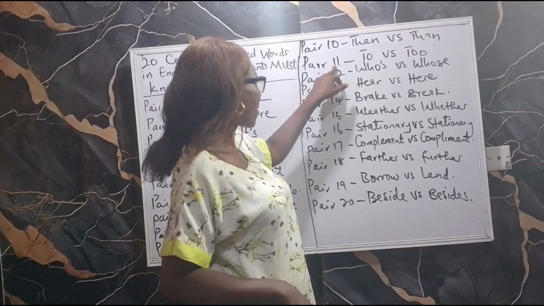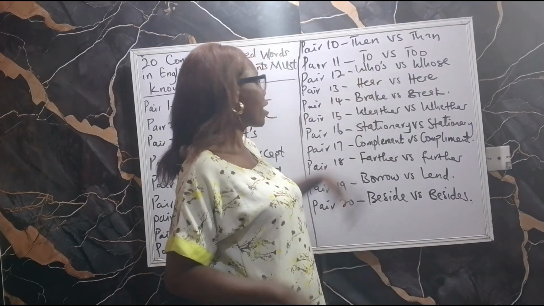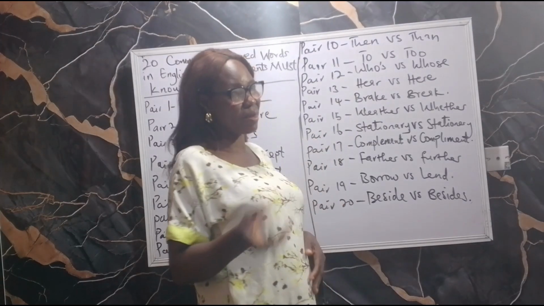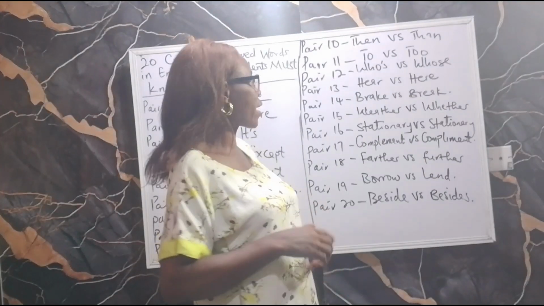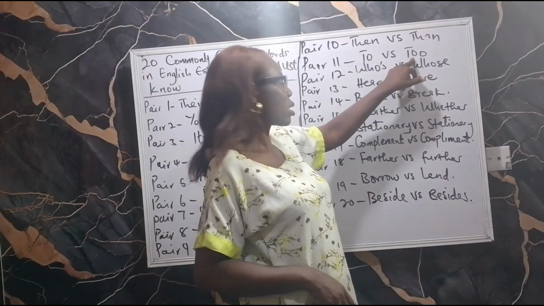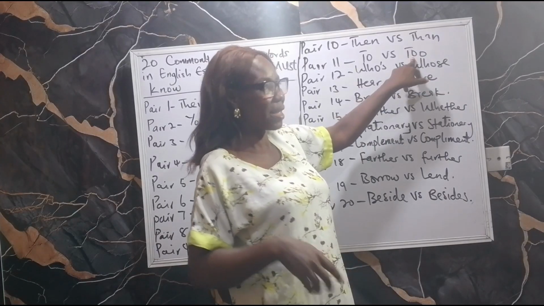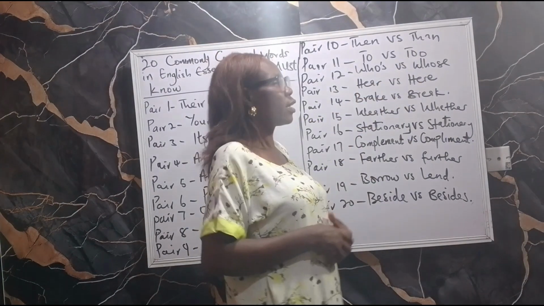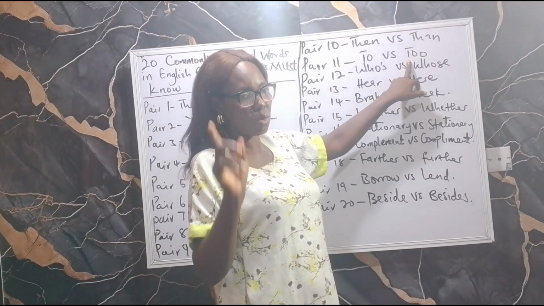Then the 11th pair, we have to versus too. To here can be used with a verb. It can also be used as direction. For example, you have to study very hard. Then too can be used as also. It can also be used as excessive or excessively. For example, apart from English language, I study mathematics too.